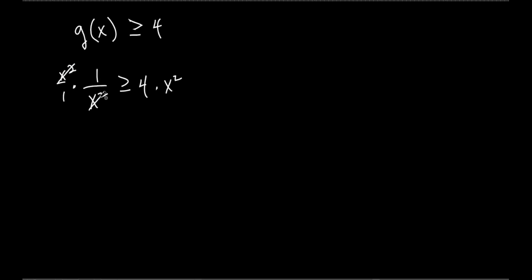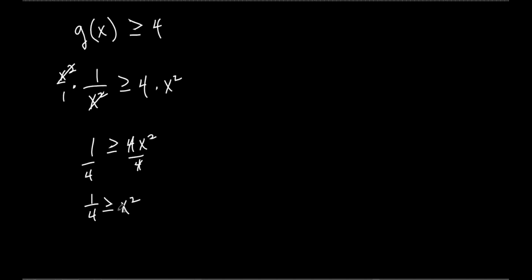So what happens here? I cancel out. What am I left with on the left-hand side? Well, 1. So 1 is greater than or equal to 4x squared. Yeah, that's fine. I want to get x squared by itself. So what am I going to get rid of here? The 4. How do we get rid of the 4? Divide. So this is going to be 1/4 is greater than or equal to x squared.